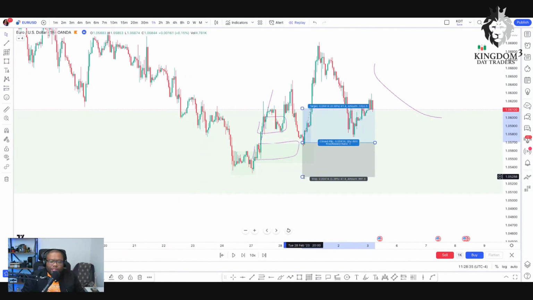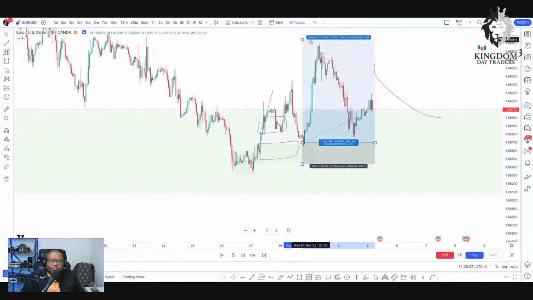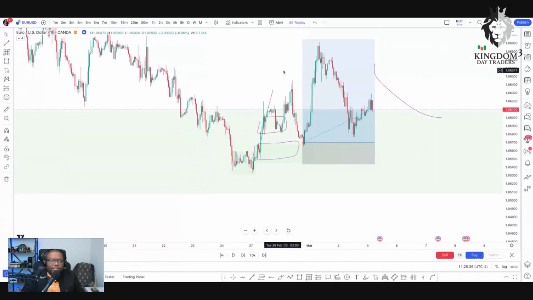So with that being said, that's how you find amazing zones, right? With a simple idea of looking for consolidation to expansion.